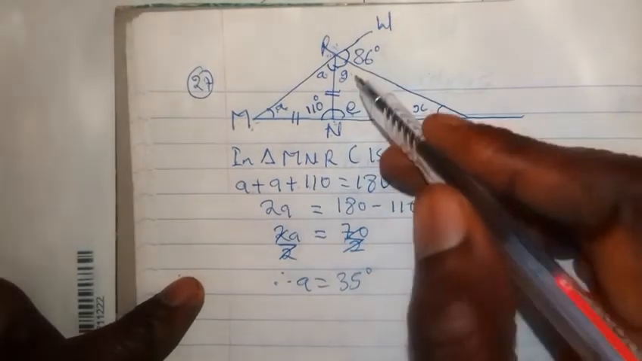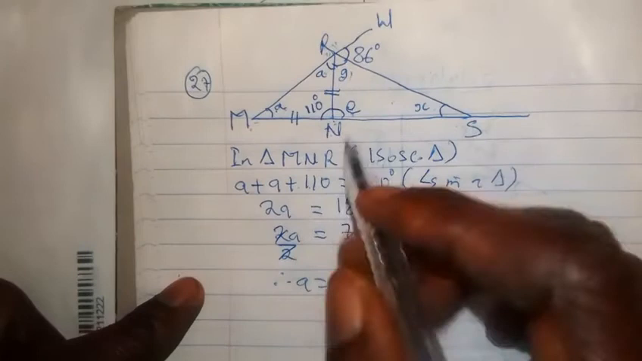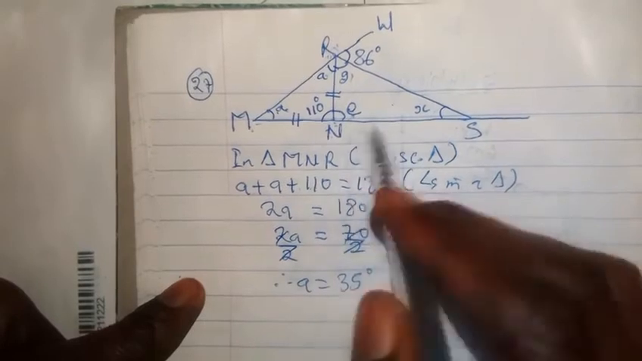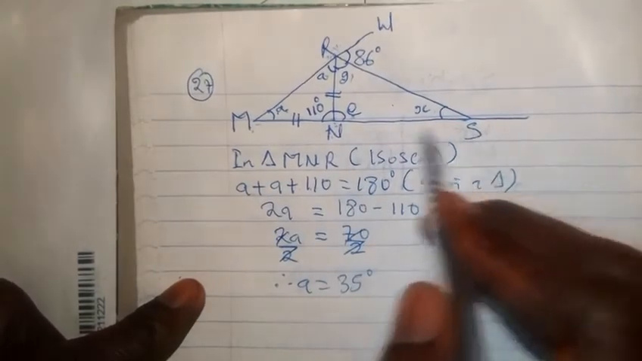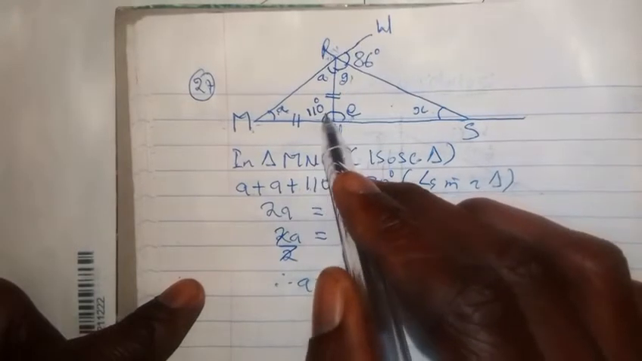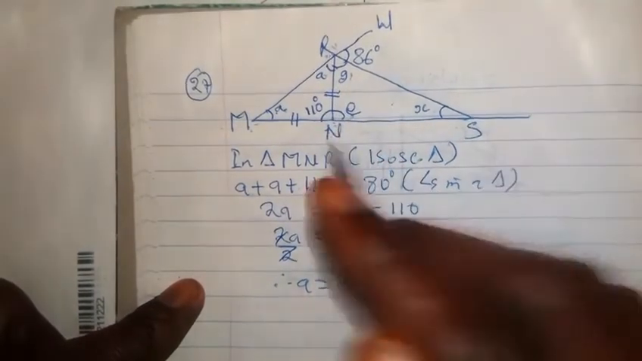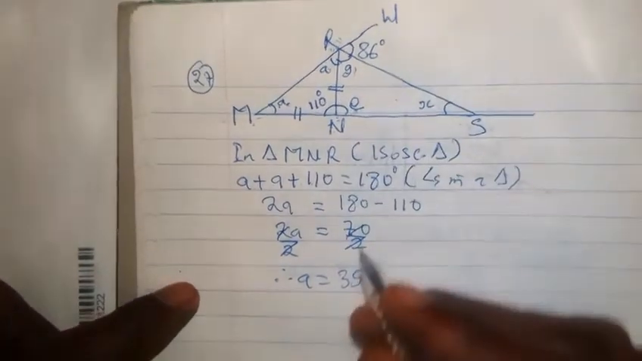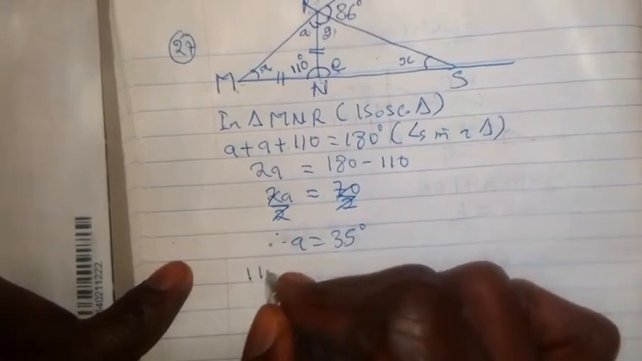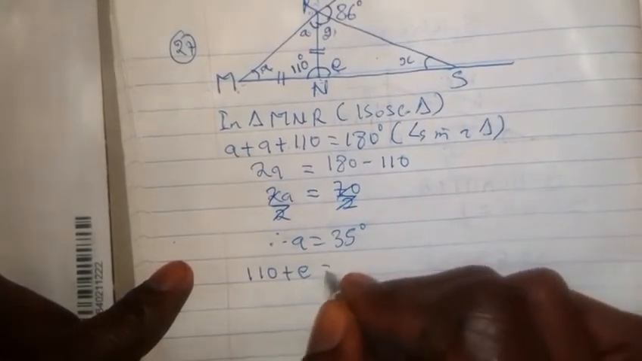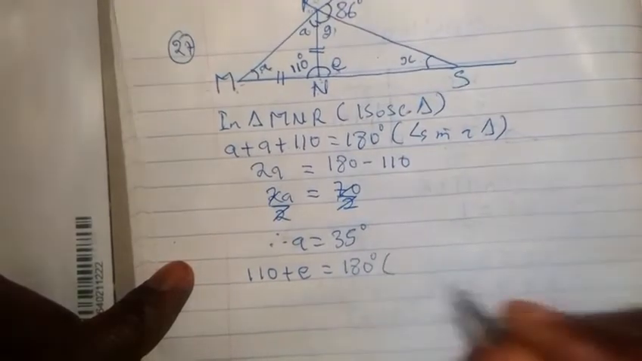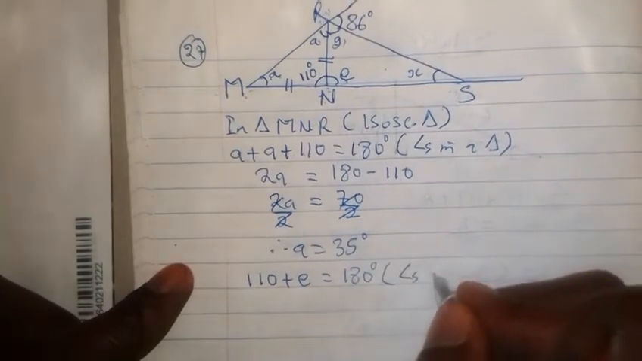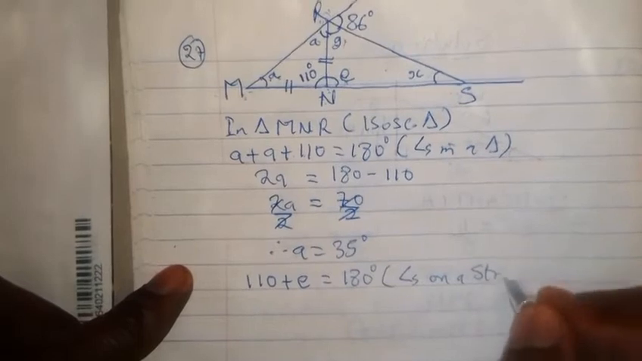We can now proceed further to getting our G and E. First, let us get our E. To get our E, it is mentioned in the question that M, N, and S is a straight line. So our 110 and E are adjacent angles, which means if we add up 110 to E, the result must give us 180 degrees. We say 110 plus E will give us 180 degrees. You either give the reason as adjacent angles, or you say angles on a straight line.